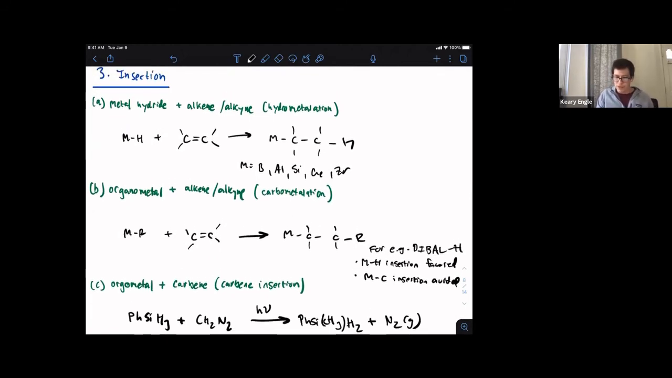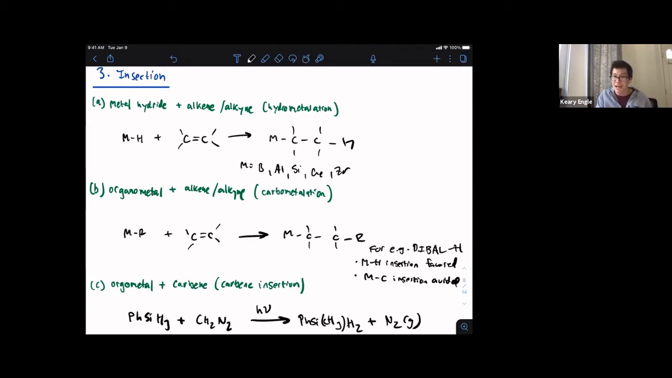Again, I think we had been able to cover this before the connection was lost, so I'll go through this quickly, just in case people were coming in and out. There are various ways to form organometallic species from a category of mechanisms called insertion processes. This includes metal hydride plus alkene or alkyne. This should be very familiar from hydroboration chemistry.